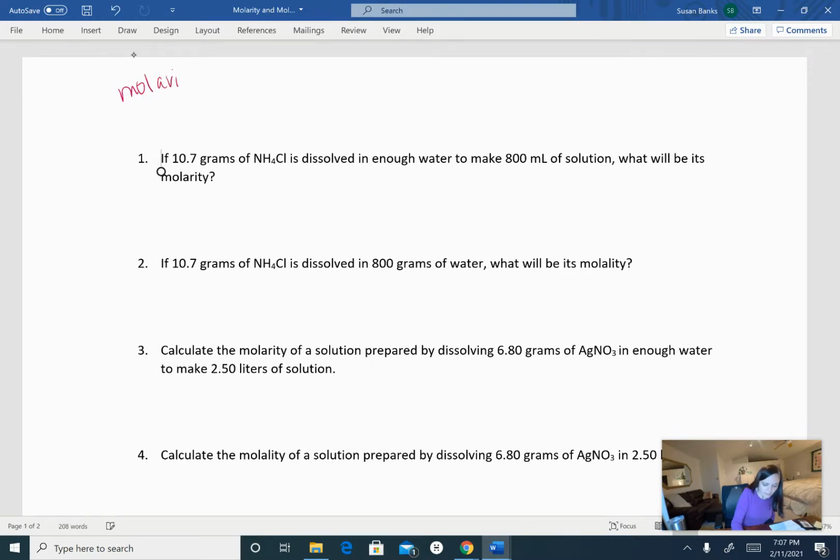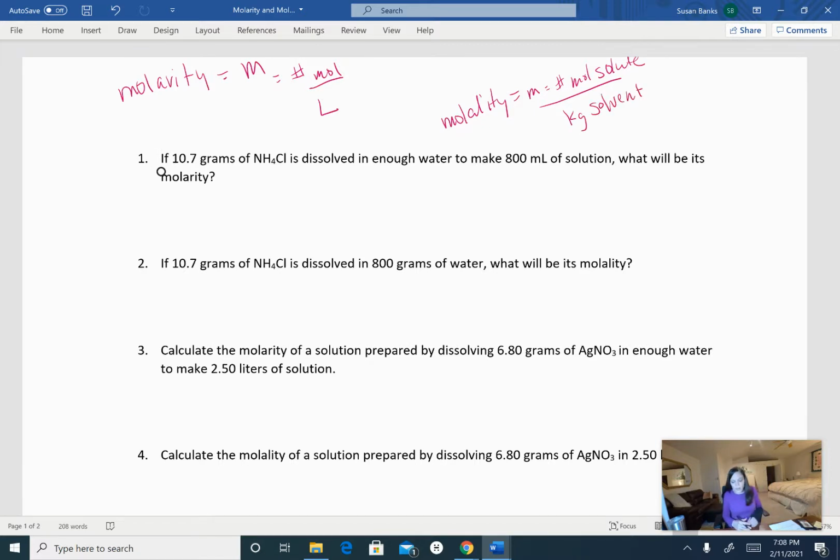Molarity is signified with a big capital M. It is number of moles per liter of solution. And then the other one is molality, and that's signified with a little lowercase m. And that is number of moles of solute, and this is also solute, per kilogram of solvent.